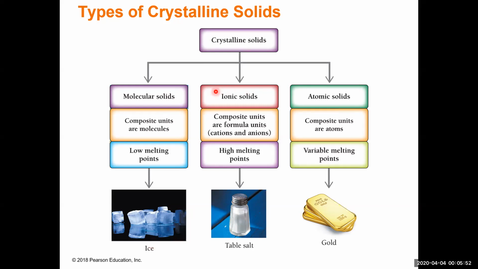Crystalline solids can also be of the form ionic solids. Here we have the composite units, which are formula units made up of cations and anions. And these have high melting points. So for example, we have table salt as an ionic solid. And the last category of crystalline solids can be atomic solids, where the composite units are atoms, and these have variable melting points. So for example, we can have an atomic solid made up of just gold atoms.